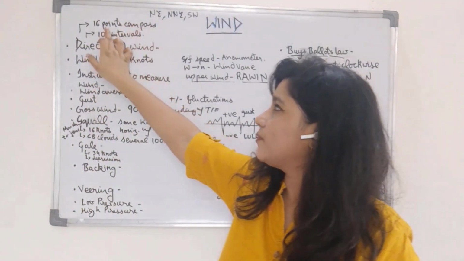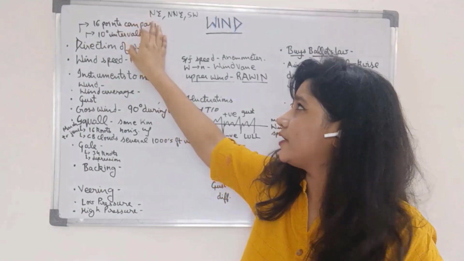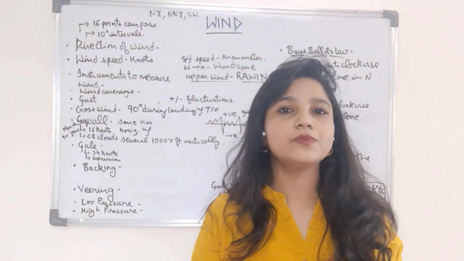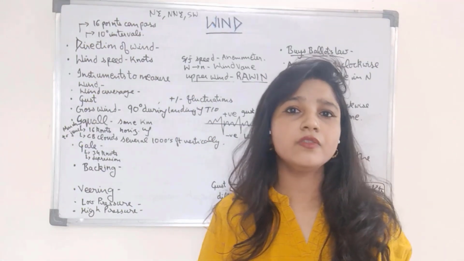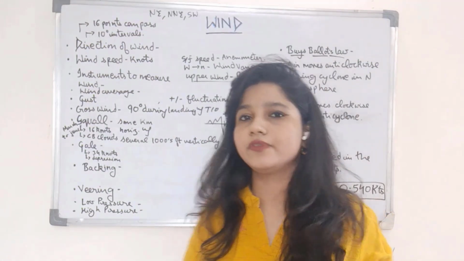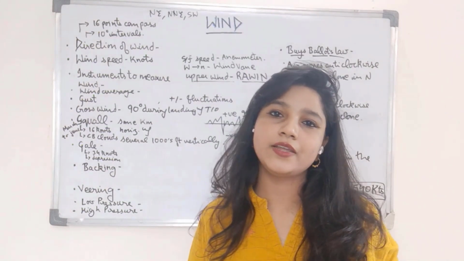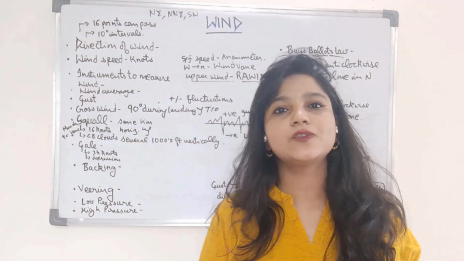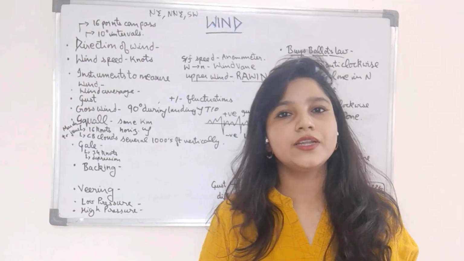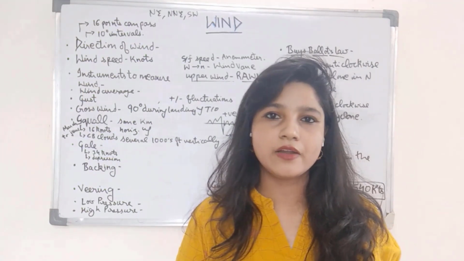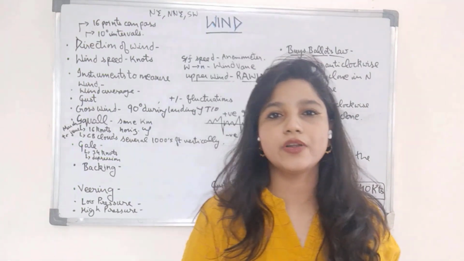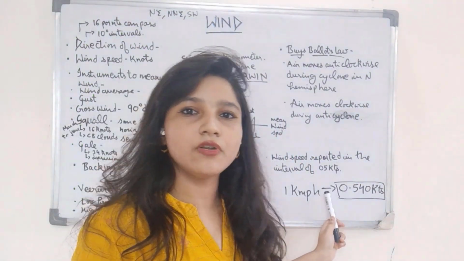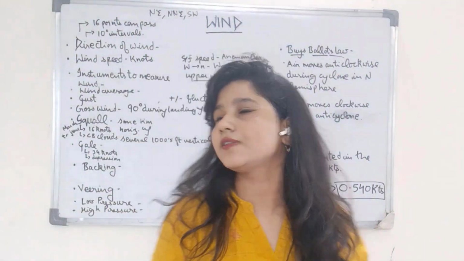We have a 16-point compass that indicates the correct direction of the wind. These wind directions are reported in 10-degree intervals, for example 60, 70, 80 degrees. Then we have wind speed. Wind speed is always measured in knots. 1 kilometer per hour is equal to 0.540 knots. I have written it here. It is important. Please write it down. It will be helpful for conversions.